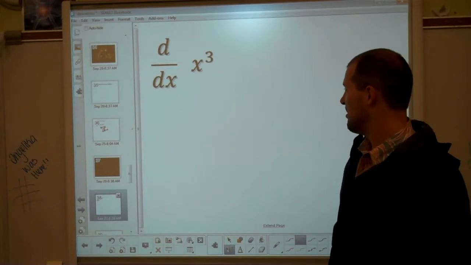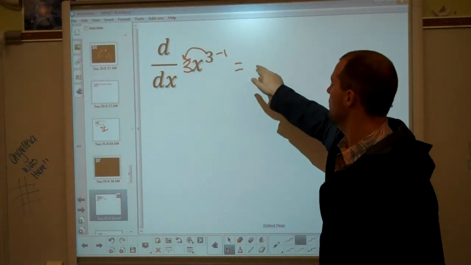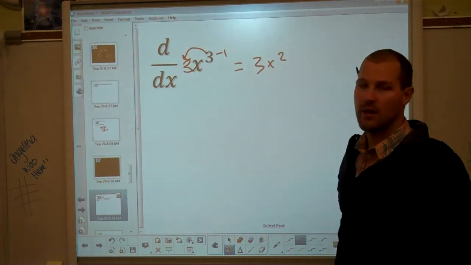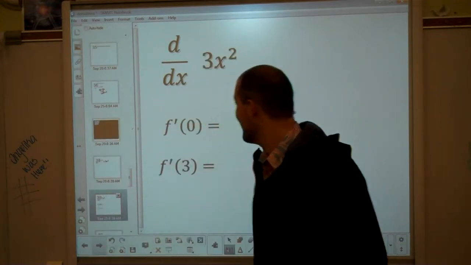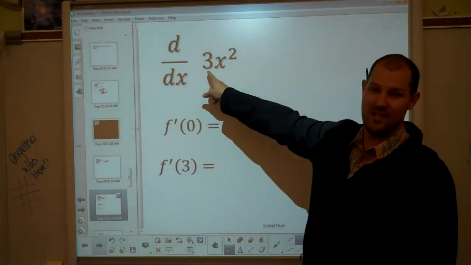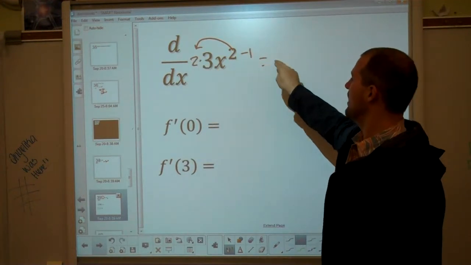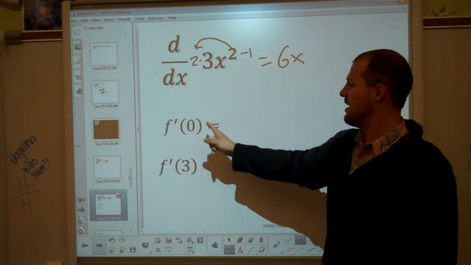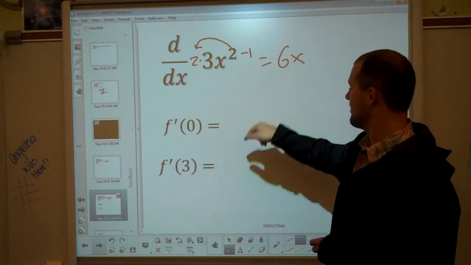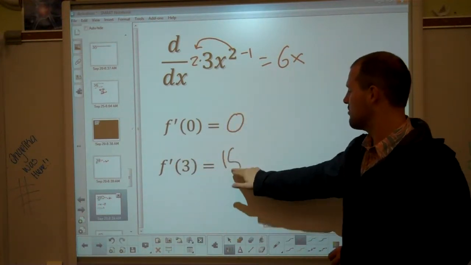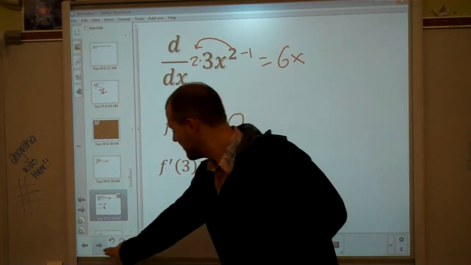On this first one, pretty simple, pretty quick. Bring the 3 down in front, subtract 1 from the exponent, and now you have 3x squared. Pretty easy, a little easier than a difference quotient. That's it. Keep going. Same thing here. Now we just have a coefficient in front. Slide that down in front, subtract 1 from the exponent, and you get 6x. And they asked us for some derivative values, some f prime values. No big deal. Plug them in. 6 times 0 is 0. 6 times 3 is 18. Okay, so now these just got really, really quick and easy.